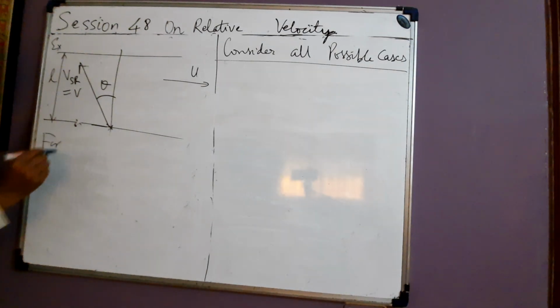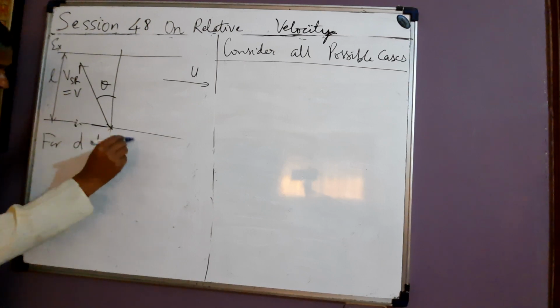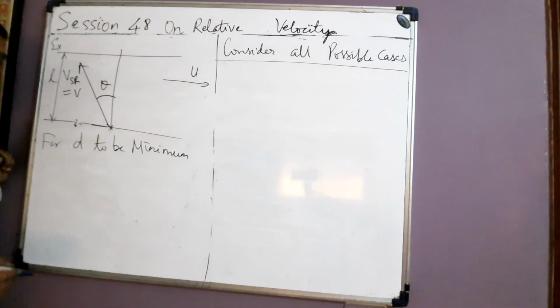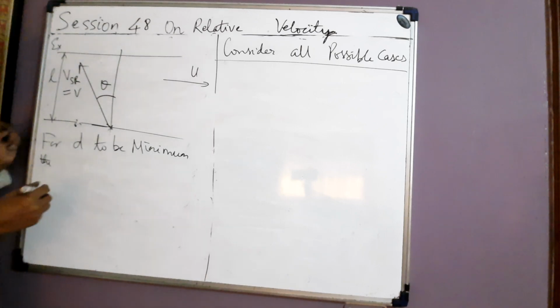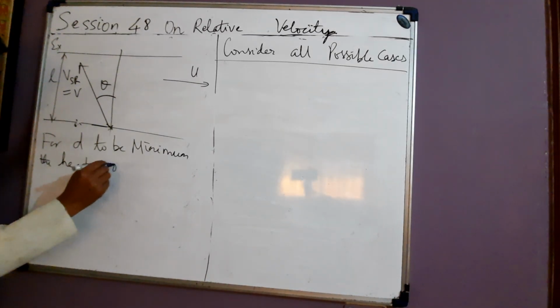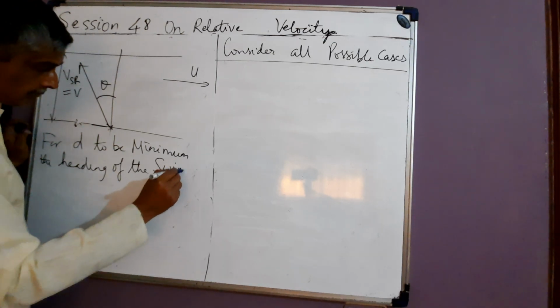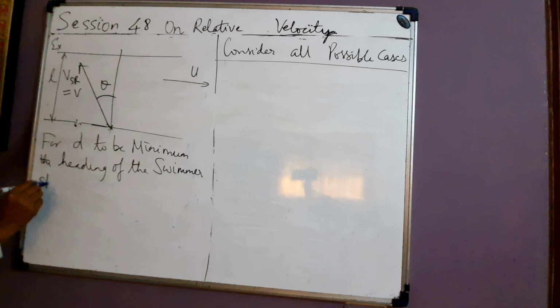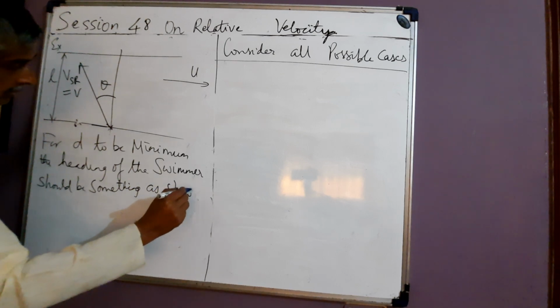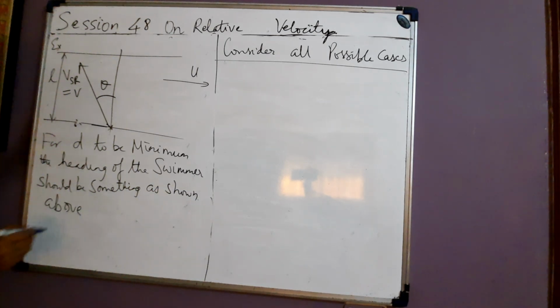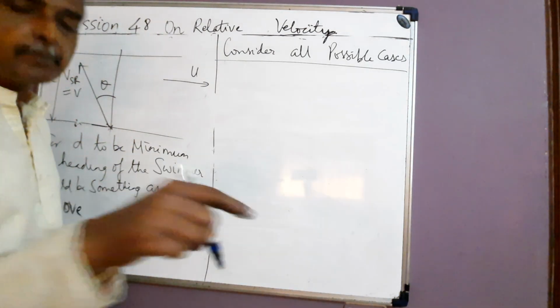Alright. So for D to be minimum, where D is the drift of the swimmer, the heading of the swimmer should be something as shown above. Now we have to find the expression for drift first of all, then we have to minimize it. Minimum drift we have to find.